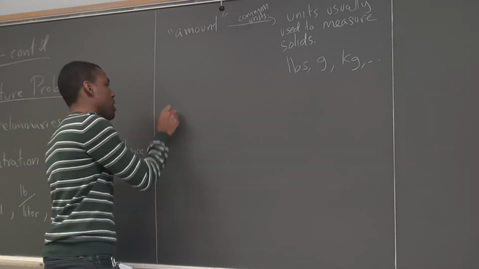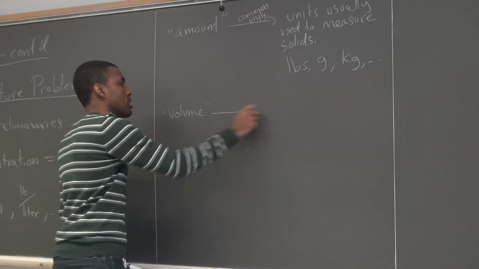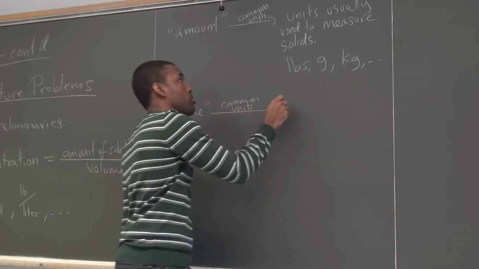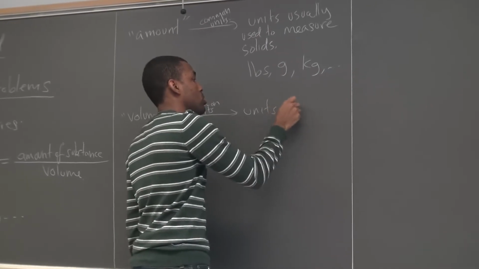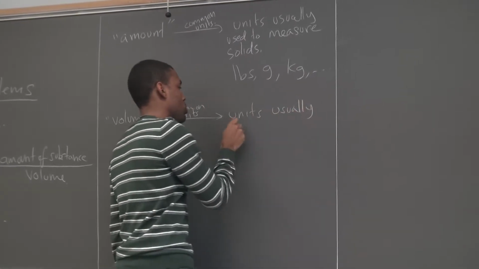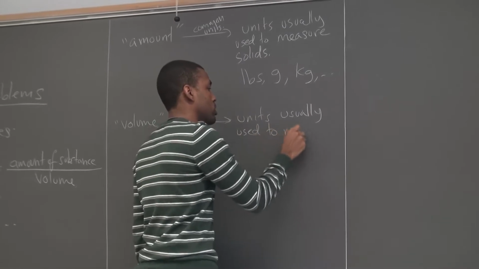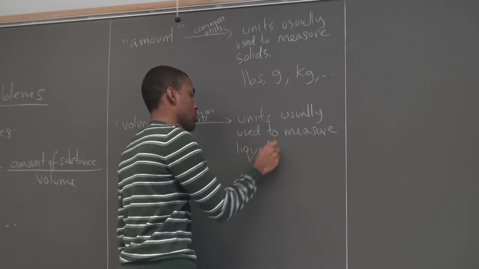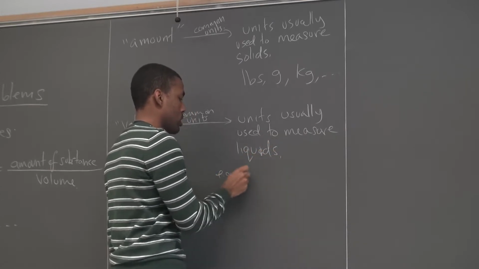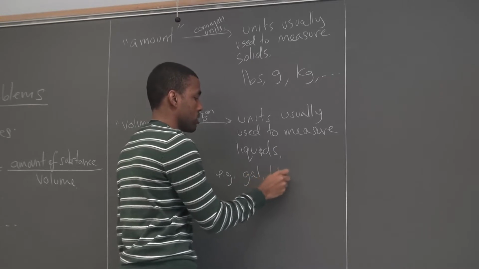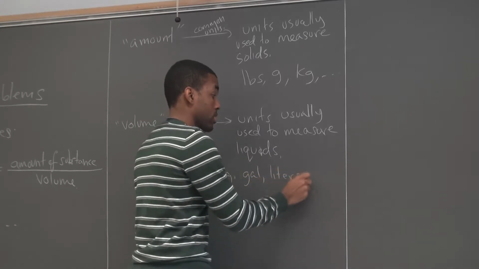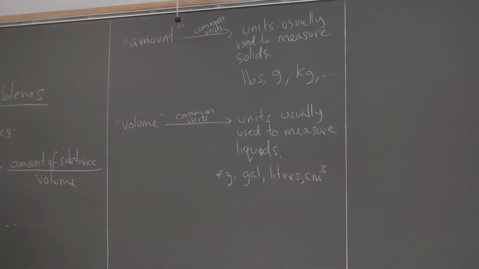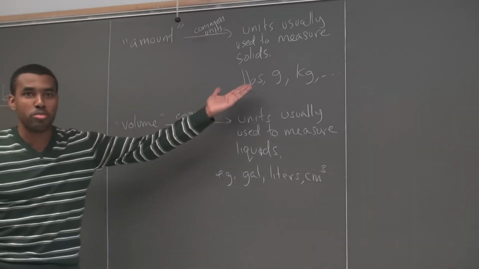Which brings us to volume. The common units here, units usually used to measure liquids. For example, gallons, liters. If you're in chemistry class, things like cubic centimeters. I bought a gallon of milk. You never say I bought a pound of milk, right?